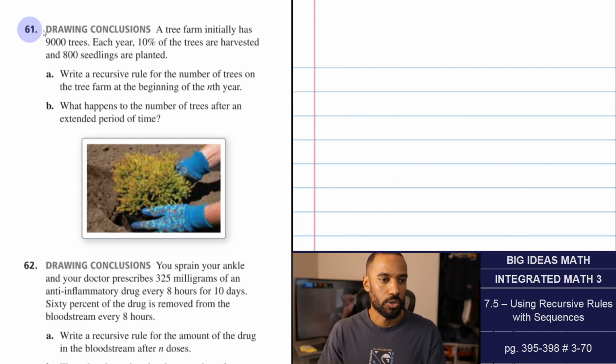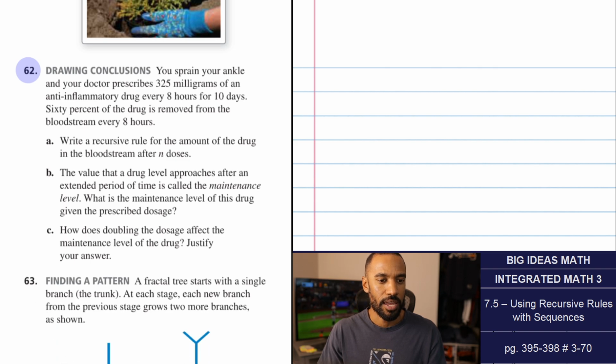Okay, number 62. Drawing conclusions. You sprain your ankle and your doctor prescribes 325 milligrams of an anti-inflammatory drug every 8 hours for 10 days. 60% of the drug is removed from the bloodstream every 8 hours. So everything's about an 8 hours thing. This is a for 10 days thing as well.